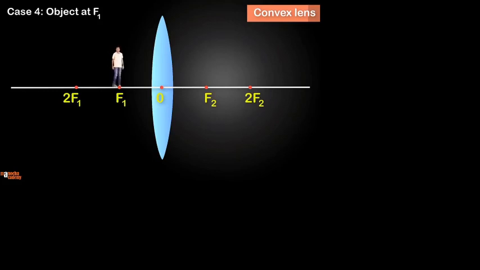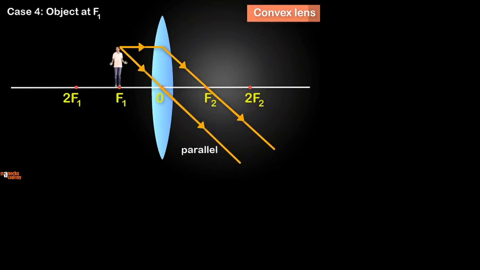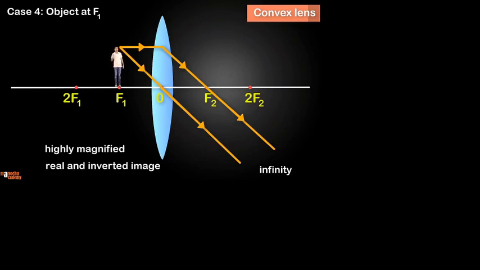Next, I'll move ahead and stand at the focus of the convex lens. If placed at f1, again we need to apply 2 out of the 3 rules. This is an interesting case because as you can see, the refracted rays are parallel. The refracted rays never meet. So where is our image formed? The image is far away, formed at infinity. The image is real and inverted, and it's highly magnified.